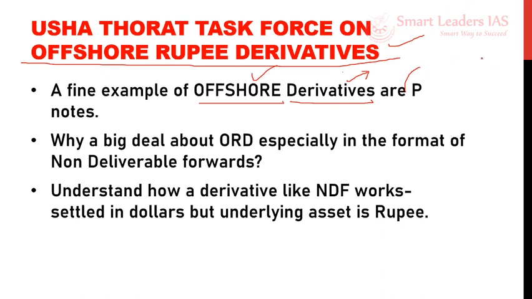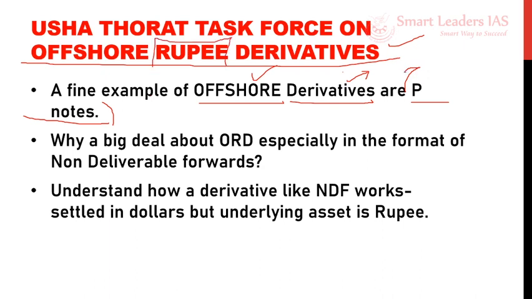When this derivative is sold offshore, or outside India, that is called an offshore derivative. A very important example of this is P notes, or participatory notes, where outsiders, foreigners will be given the option of investing in Indian stock based on a certificate. But the certificate has value based on an asset. So this is a derivative, an offshore derivative. Why are we talking about offshore rupee derivative today?